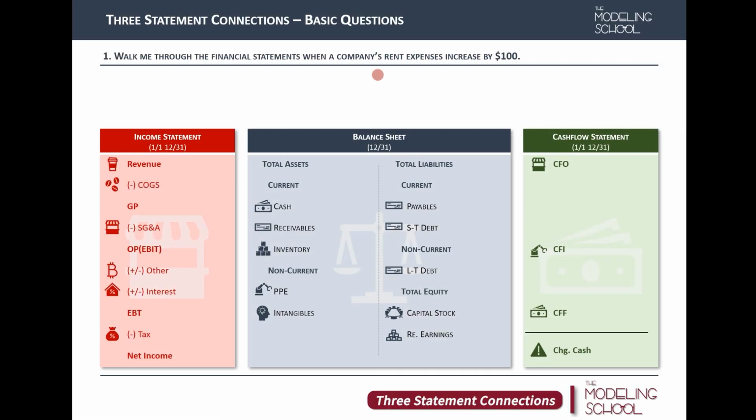So we have our first question here. Walk me through the financial statements when a company's rent expenses increase by 100. Note that this is probably one of the easiest, most basic three statement connection questions.